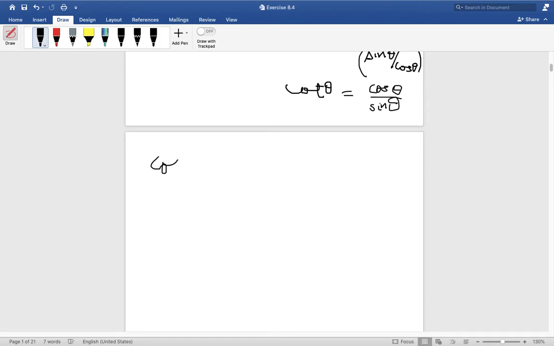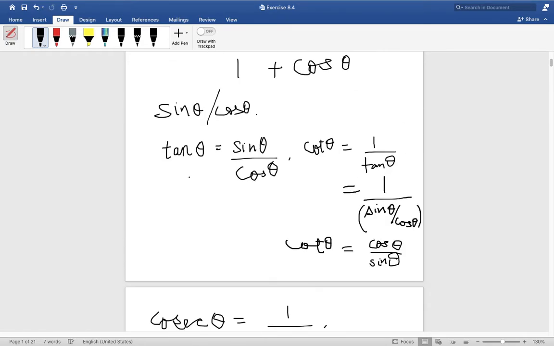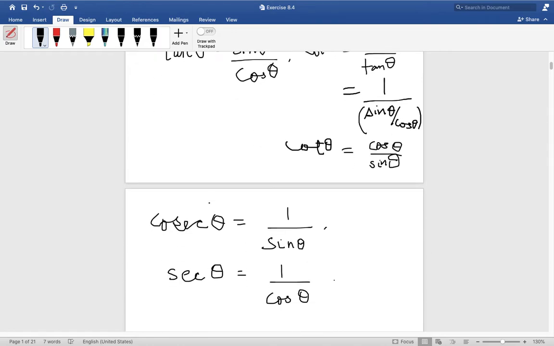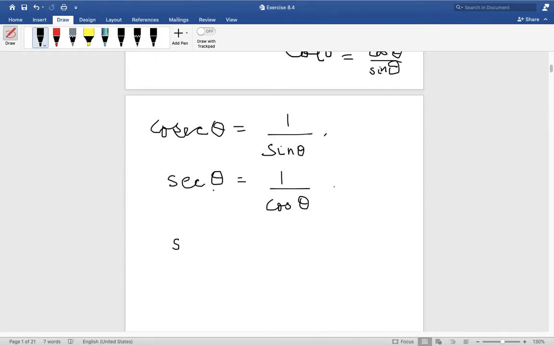Then you also need to remember that cosecant theta is equal to 1 upon sine theta, and the reciprocal of cos theta is secant theta, or sec theta. Some people like to call it cosecant theta, or cosec theta, or whatever is your style. So tan theta is sine theta by cos theta, cot theta is cos theta by sine theta, cosecant theta is 1 upon sine theta, sec theta is 1 upon cos theta. You need to remember this as well.